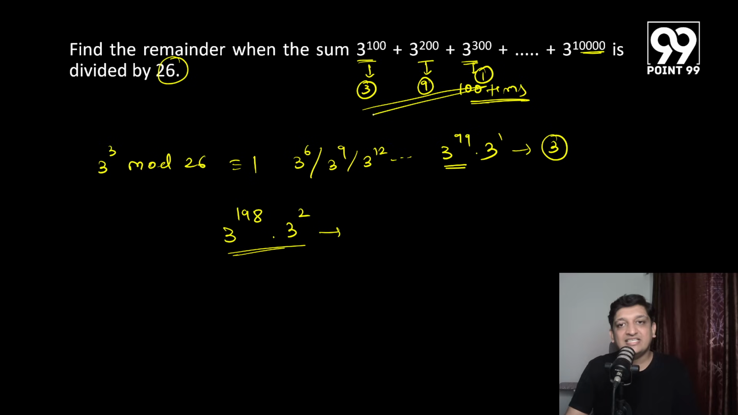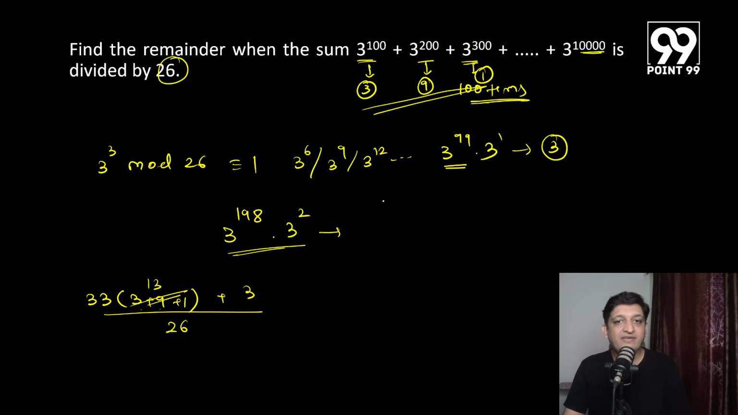Now you can see that there is a nice cyclicity forming here. 3 plus 9 plus 1. Again 3 plus 9 plus 1. And this will happen 100 times. So I will have 33 instances of 3 plus 9 plus 1 and one final instance of 3. This I will have to divide by 26 to get my final answer. Now what is this? 9 plus 3 is 12 plus 1 is 13. So I am going to get 33 into 13 divided by 26 plus 3.